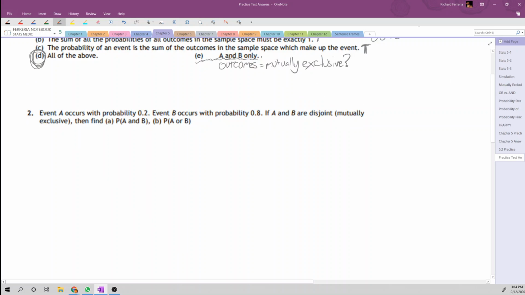Question 2 is a little bit more solid. Event A occurs with a probability of 0.2. Event B occurs with a probability of 0.8. If A and B are disjoint, which is to say mutually exclusive, find the probability of A and B and the probability of A or B. Letter B is probably easier here to explain, because we know for sure that if two events are mutually exclusive, then the probability of A plus the probability of B is equal to the probability of A or B.